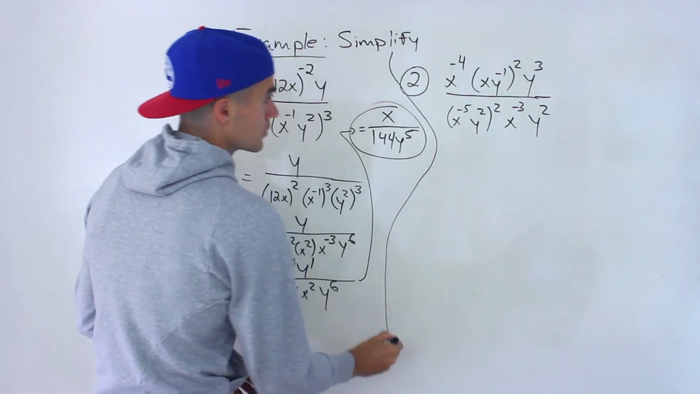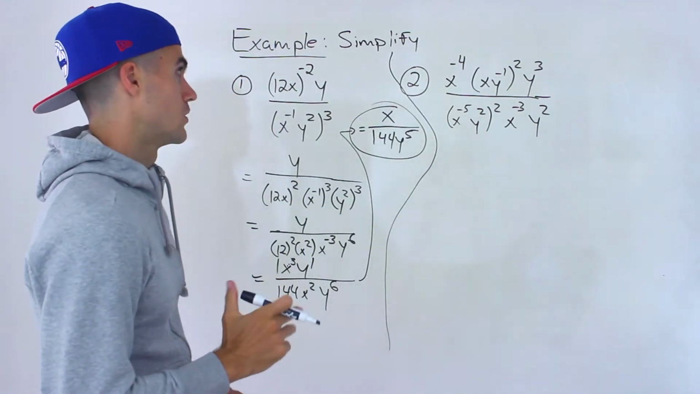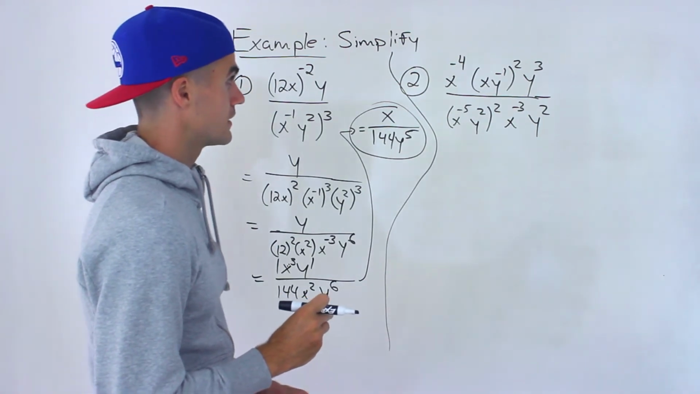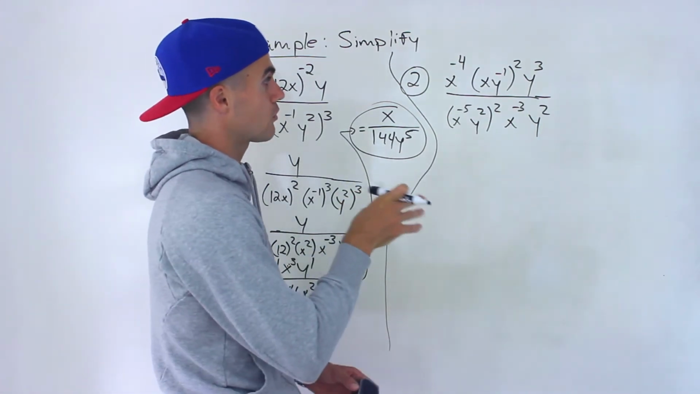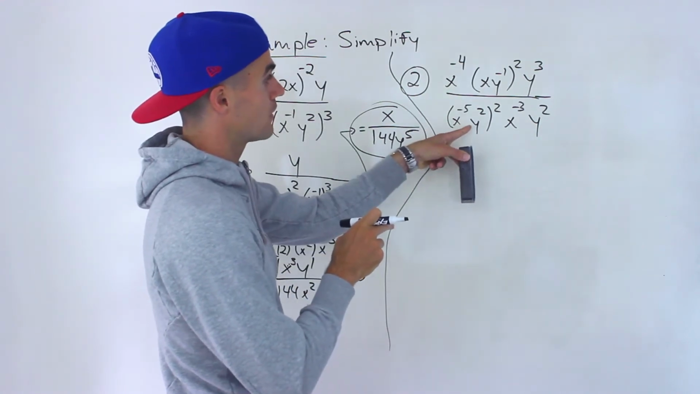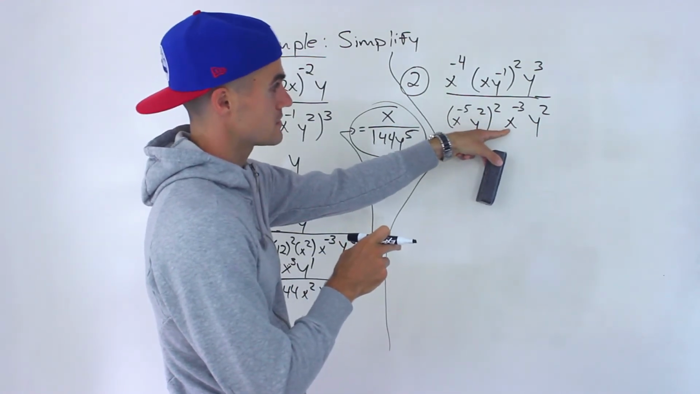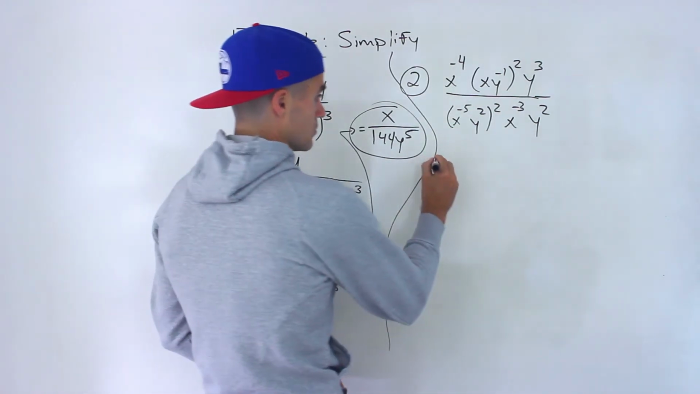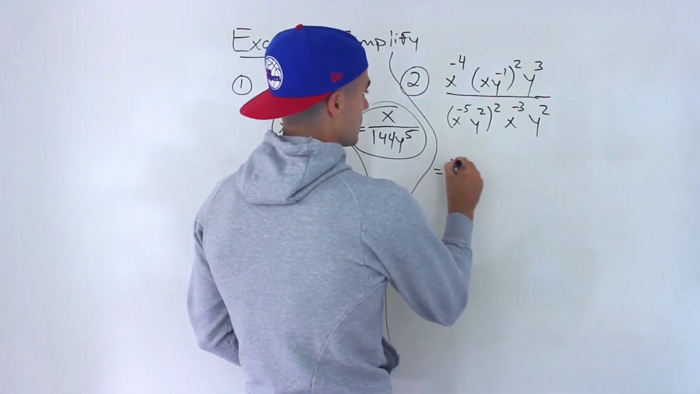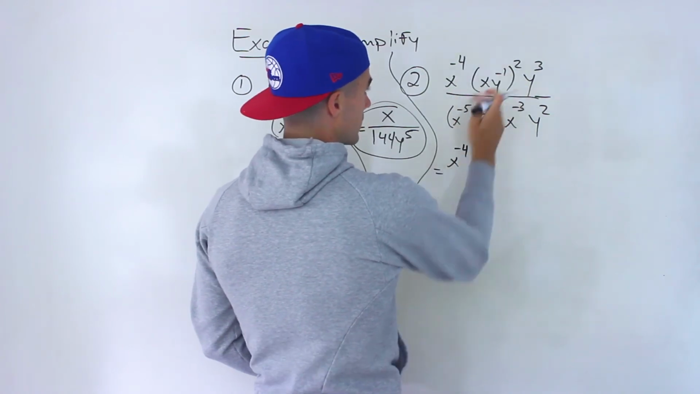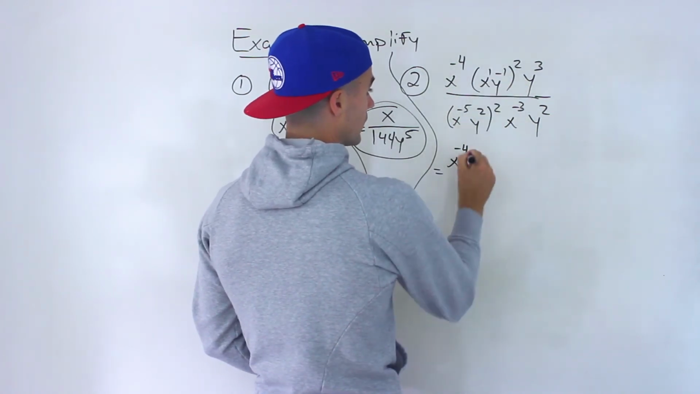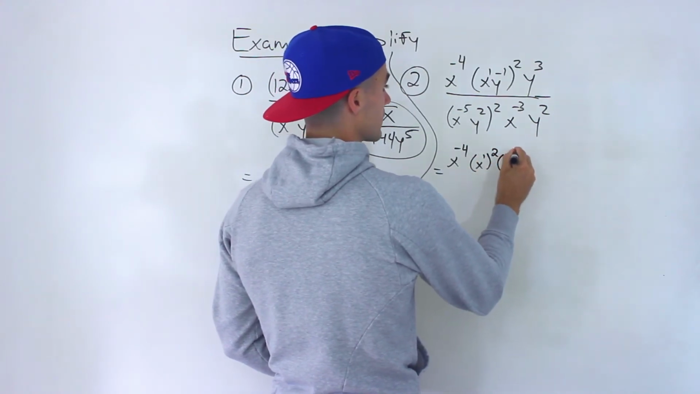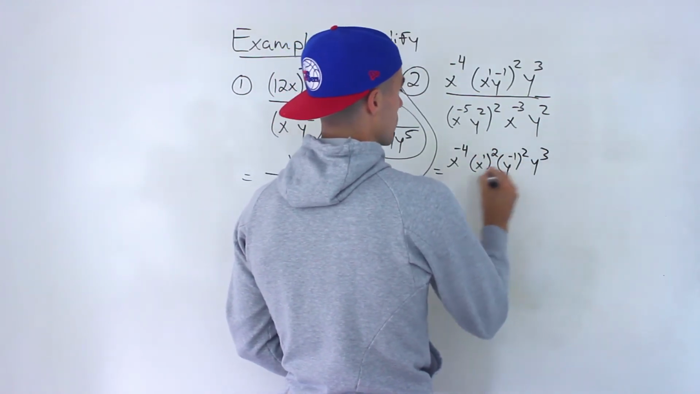Now moving on to number 2, we've got x to the negative 4, x, y to the negative 1, all to the power of 2, y to the 3, all over x to the negative 5, y to the 2, all to the power of 2, x to the negative 3, y to the 2. So a lot more variables in this one, so I'm going to keep everything but the brackets. The brackets, there's like a 1 here. So we've got x to the 1 to the power of 2, and then y to the negative 1 to the power of 2, then we've got y to the 3, like that.